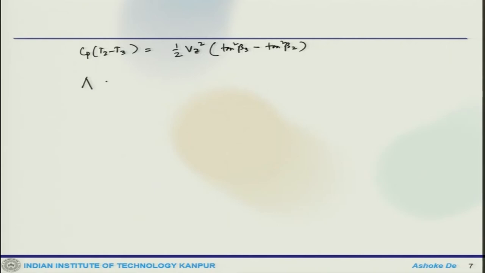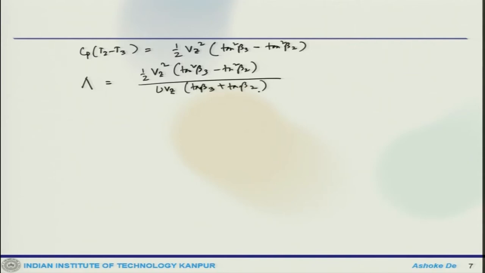Now, we have this definition of degree of reaction. So, half Vz square (tan square beta 3 minus tan square beta 2) over U Vz (tan beta 3 plus tan beta 2). So, that will get me Vz by 2U (tan beta 3 minus tan beta 2).